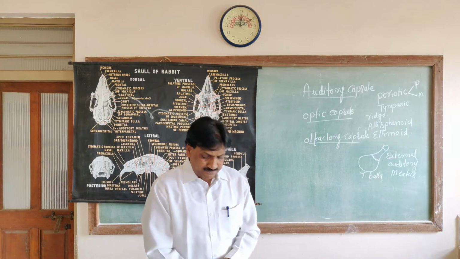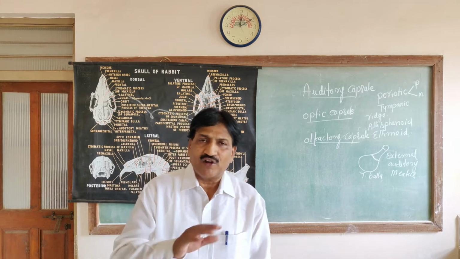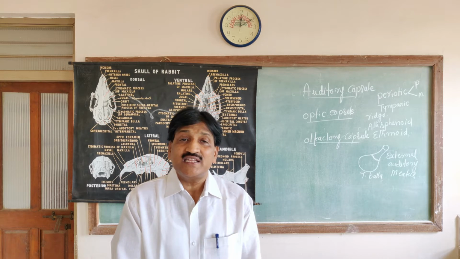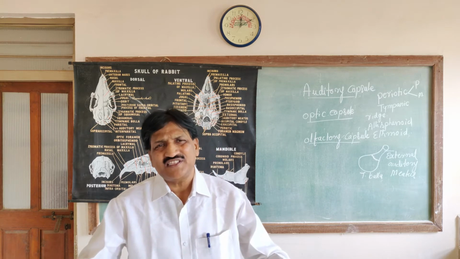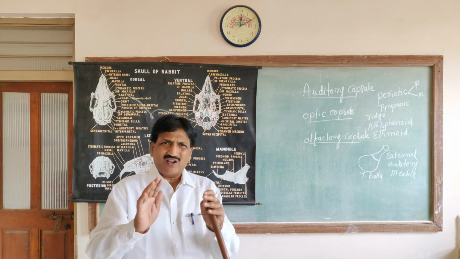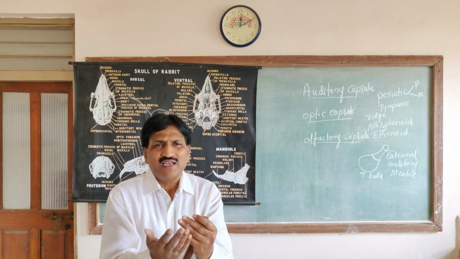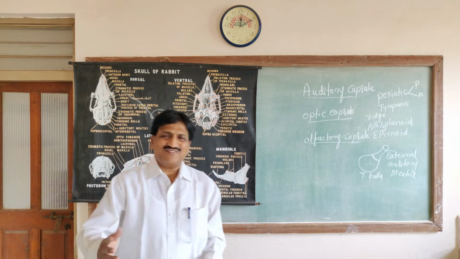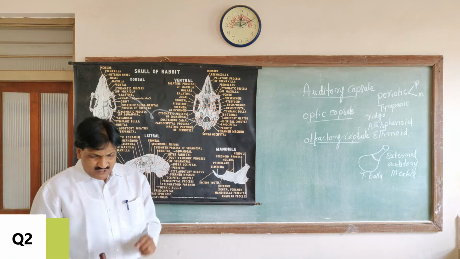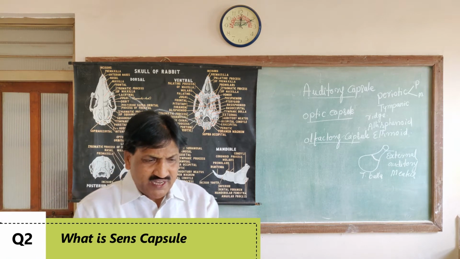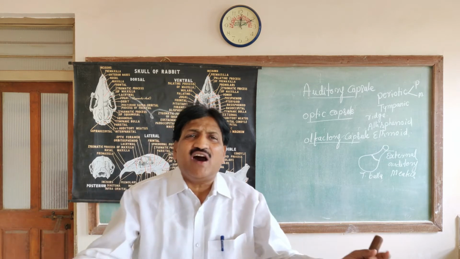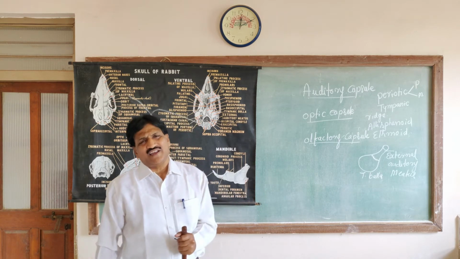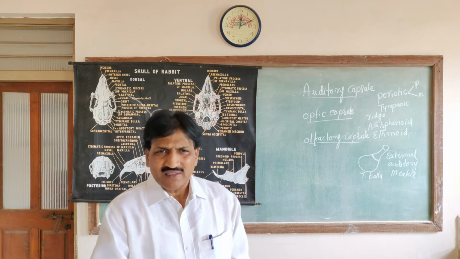The next one regarding the skull of rabbit is the sensory capsule. The sensory organs are enclosed by a kind of capsule called sense capsule. What is a sense capsule? It protects and gives support to the sensory organs. That is very important because the organs are very delicate. They need protection, which is given by the capsule.